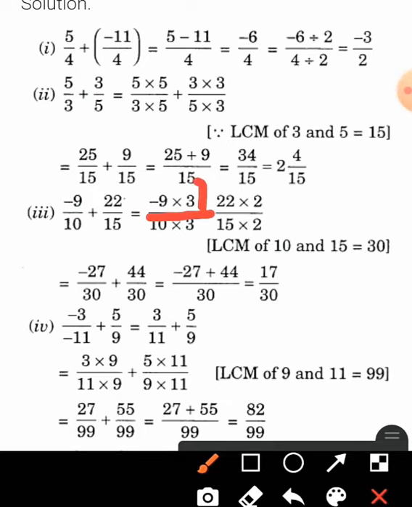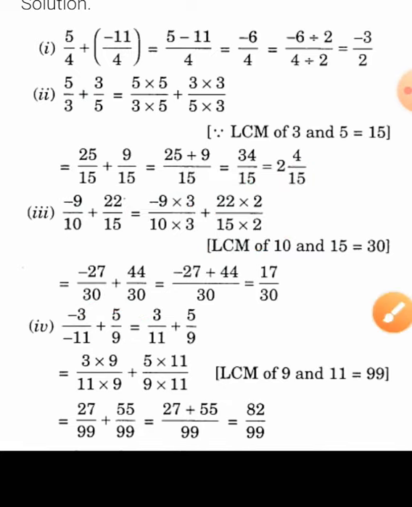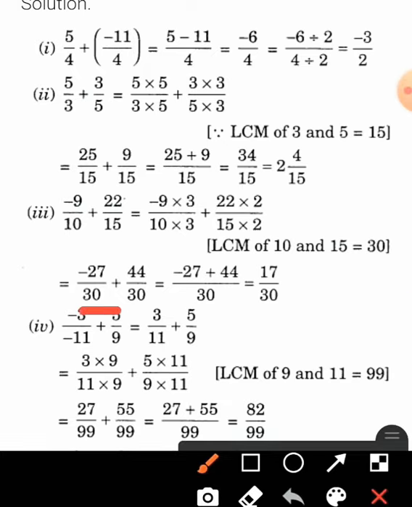So, 9 threes are 27 and minus is given. So, minus 27 upon 30. Now, coming to the next part, 22 into 2. So, 22 twos are 44. So, 44 upon 30. So, this way you will multiply both and now we will do addition and subtraction.